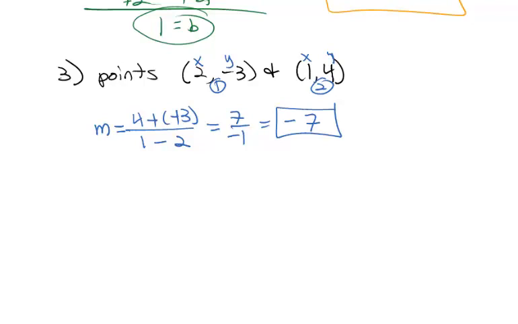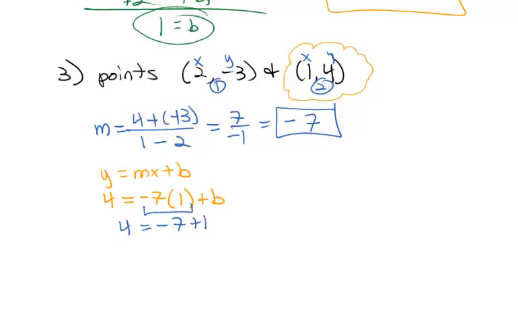Now that we have the slope, we can go through that same process using either one of our points and this slope. I like the second point just for fun. It actually doesn't matter which point we use in order to find the y-intercept. Just have to pick one and stick with it. So I'm just going to pick the second. So it's y equals mx plus b. The y that we picked was 4 equals m that we found was negative 7, x is 1, plus b. Simplifying then, when we multiply negative 7 times 1, we get 4 equals negative 7 plus b. And finally, we add 7 to both sides to isolate our b. 11 is equal to b.